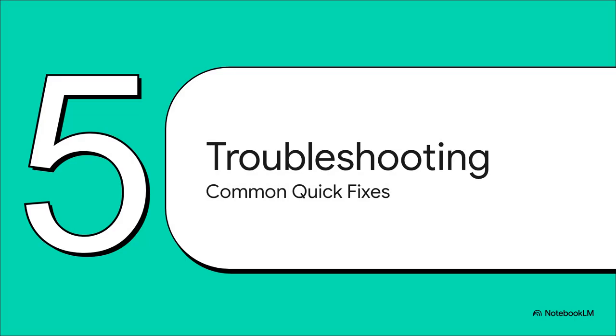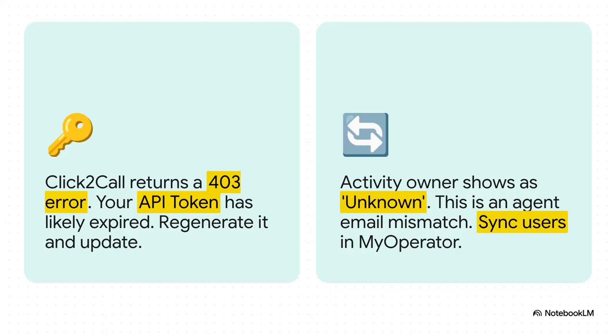Now, what if something didn't quite work as you expected? First off, don't worry. It's usually a really quick fix. We've actually gathered the most common issues right here to help you get back on track in no time. Let's look at a couple of common scenarios. If you click to call and get a 403 error, that almost always just means your API token is expired. No big deal. Just generate a new one in MyOperator and paste it back into the connector settings. Or, if the call connects, but the activity log shows the owner as unknown, that's usually just an email mismatch between the two systems. A quick user sync in your MyOperator settings will fix that right up.